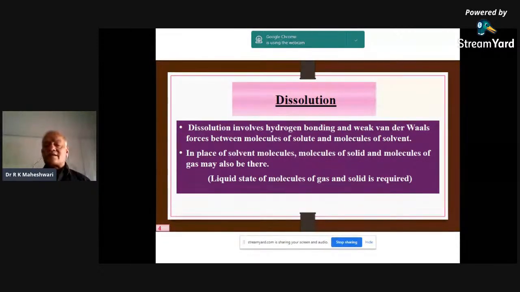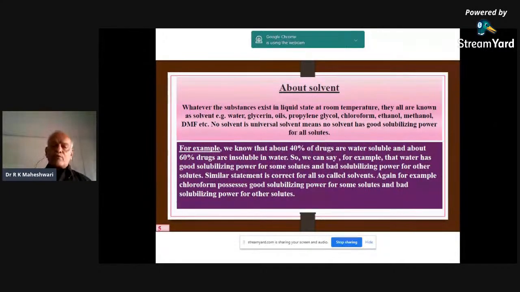I will focus on the utilization of solids particularly, but before that we will learn something about the solvent. As I told you, whatever substances exist in liquid state at room temperature are known as solvents, for example water, glycerin, oils, propylene glycol, chloroform, ethanol, methanol, DMF, etc. No solvent is a universal solvent, meaning no solvent has good solubilizing power for all solutes.